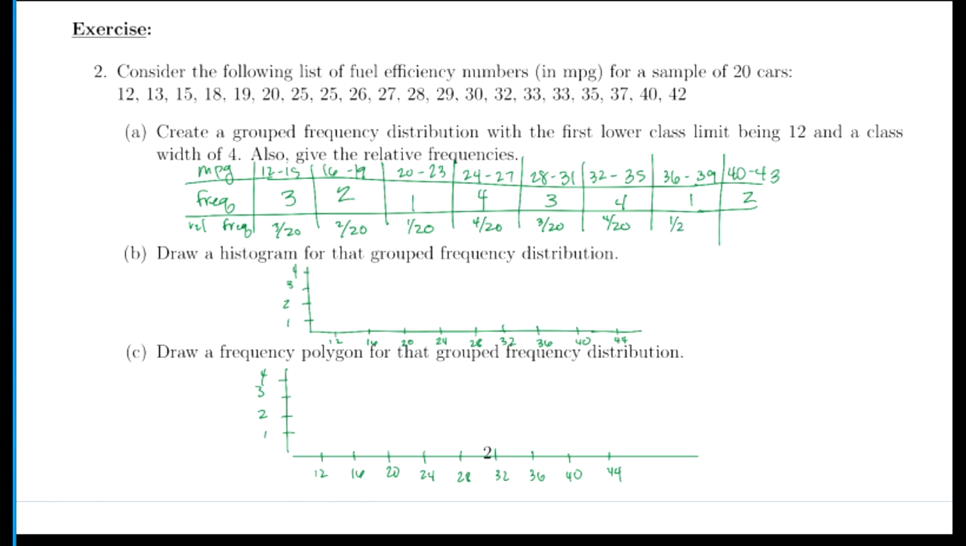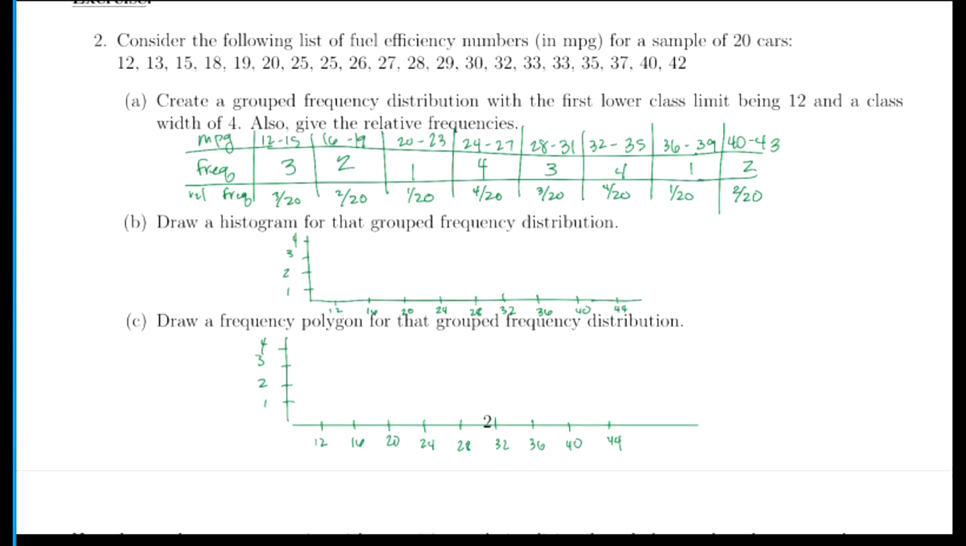So all together, those should add up to 20. 3 and 2 is 5. We got 5, 6, 10, 13, 17, 18, 19, 20. Good. So we put everything in the group where it belongs. Well, hopefully. We've got all of them accounted for anyway.